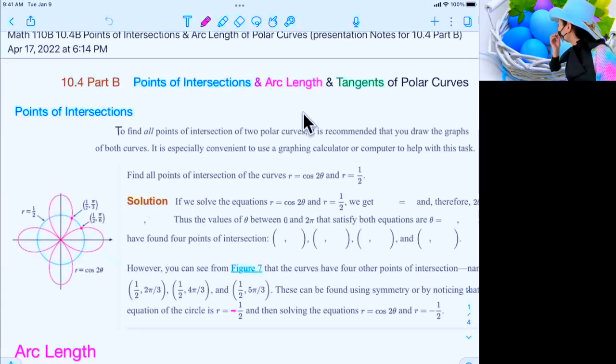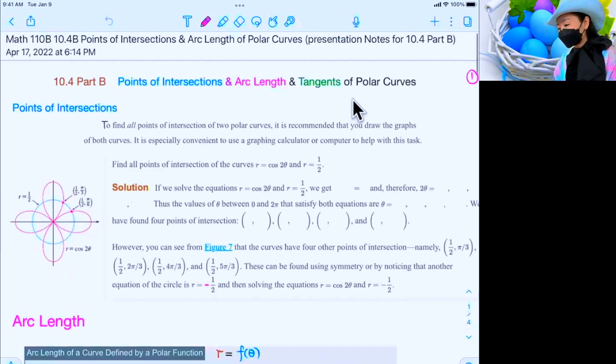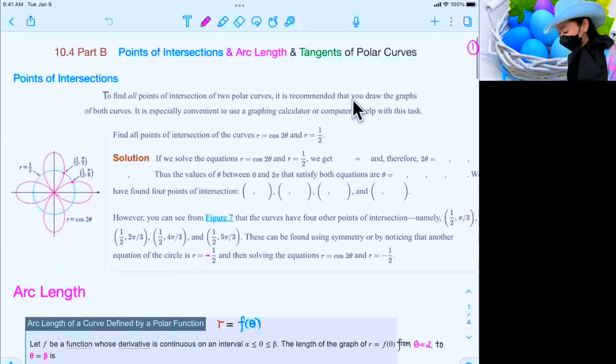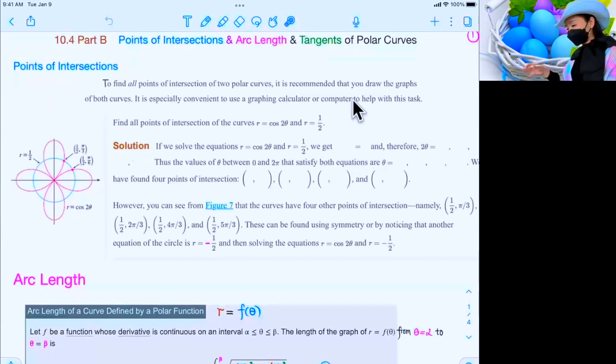Let's start part B. We're going to talk about points of intersection, arc length, and tangent of polar curves. First, let's talk about points of intersection. How do you find a point of intersection? In part A, we actually found points of intersection. We set the equations equal and you solve those trig equations.